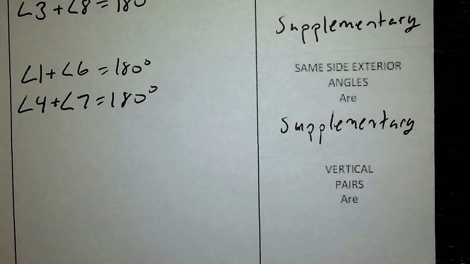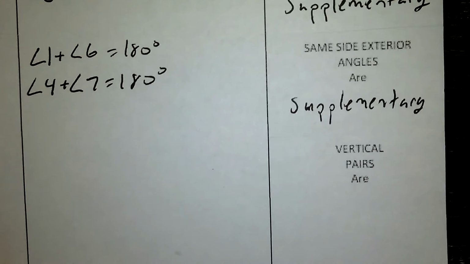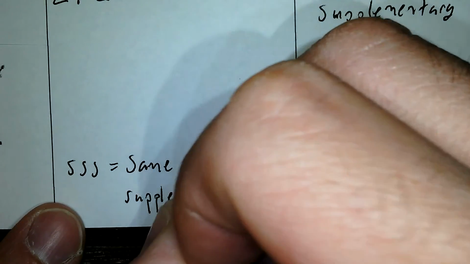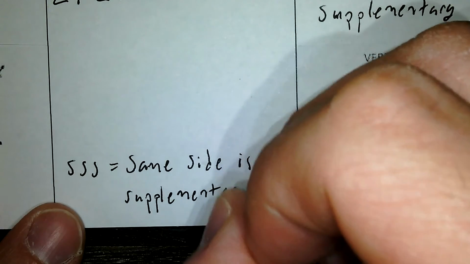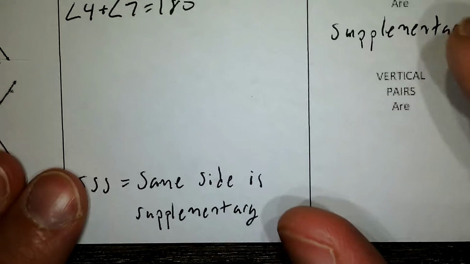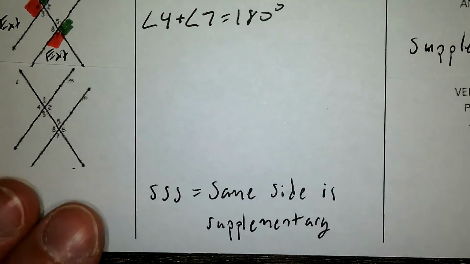Now luckily, the only ones that are supplementary are same side angles. So I like to call that triple S. If you see S, S, and S, same side is supplementary. So same side interior angles and same side exterior angles are both going to be supplementary.